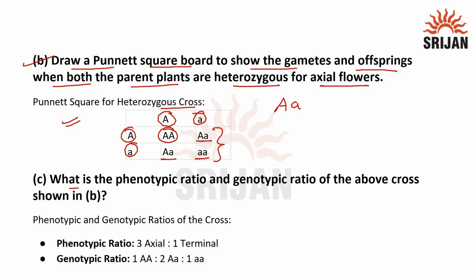Next is, what is the phenotypic ratio and genotypic ratio of the above cross shown in B? So here we have the cross and here we can observe the phenotypic ratio is 3 axial is to 1 terminal. So these three have axial flowers and this one is terminal. Next is genotypic ratio. We have genotypic ratio of 1 is to 2 is to 1, that is 1 capital A capital A, 2 capital A small a, and 1 small a small a.